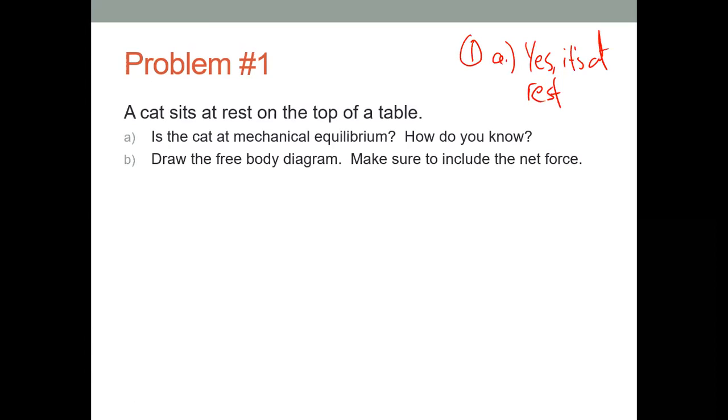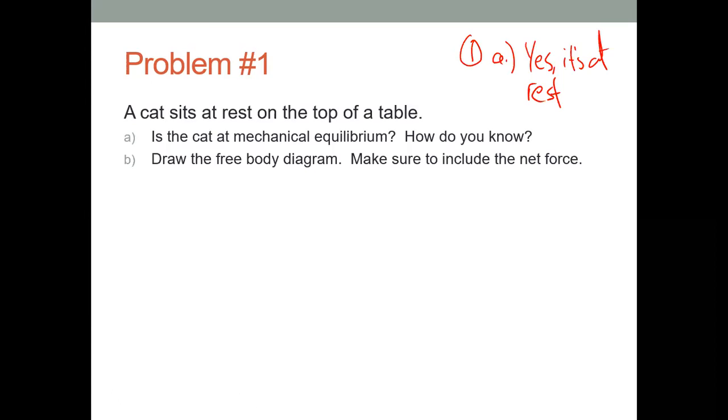Why am I not... For some reason, it's not letting me write. Probably need another battery. Give me one second here. All right, let's try this again.